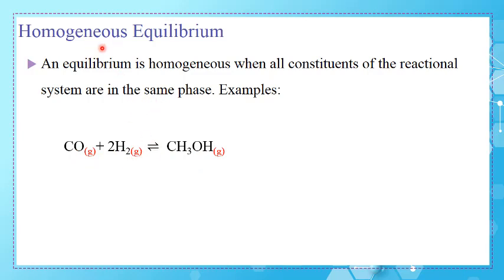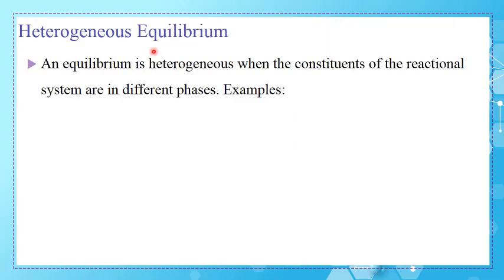This is why the equilibrium is homogeneous. Look here. All reactants and products are found in an aqueous phase, so they are in the same phase, and this is the case of a homogeneous equilibrium. What about heterogeneous equilibrium? An equilibrium is heterogeneous when the constituents of the reactional system are in different phases.